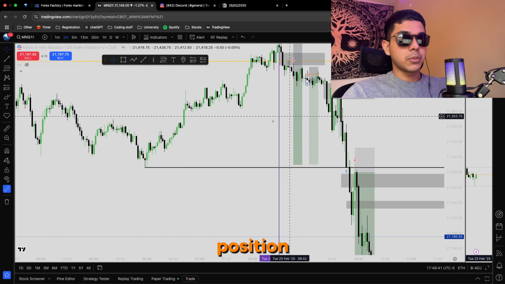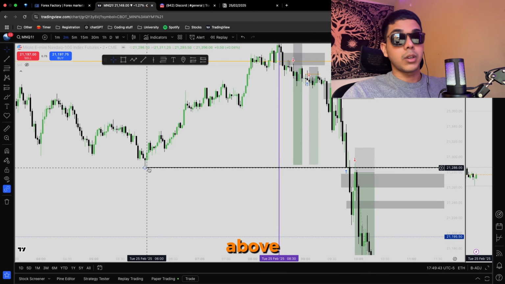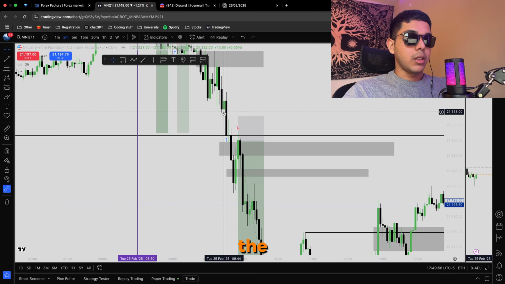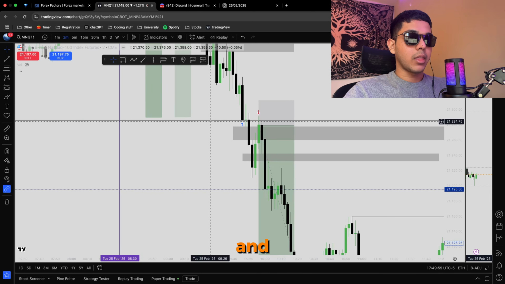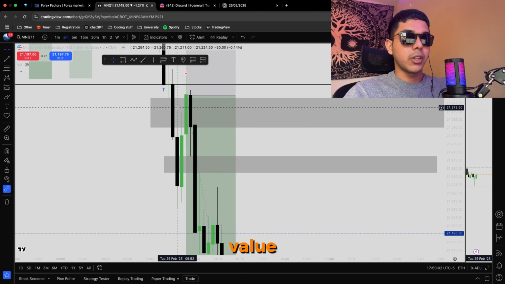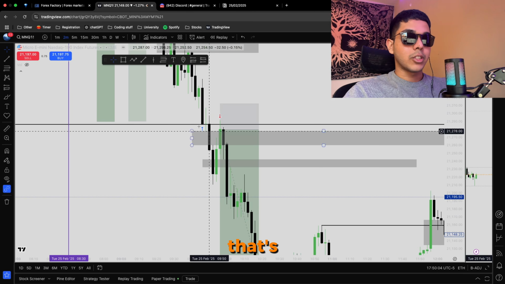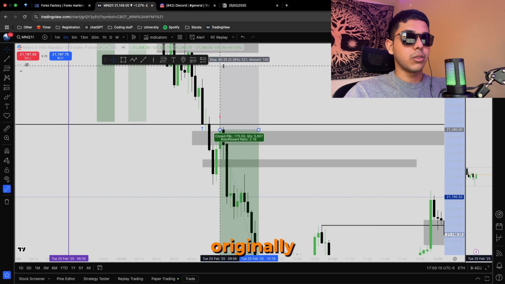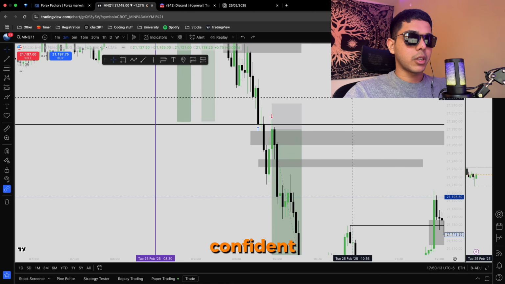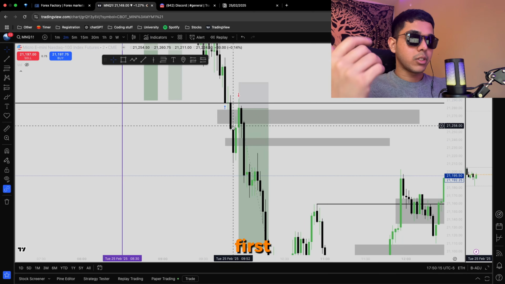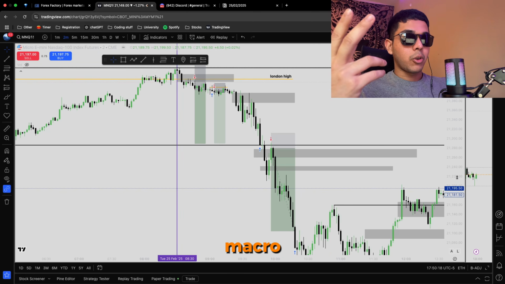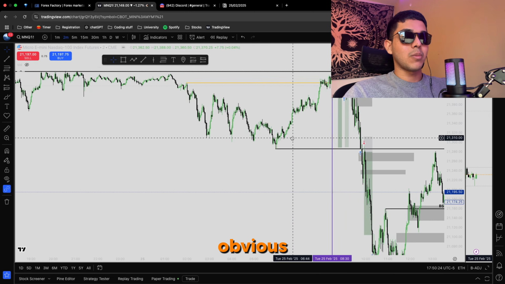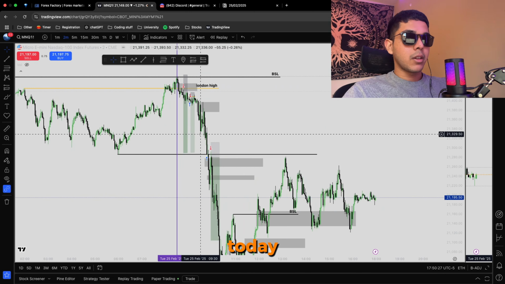I took profit on this first position above these London lows. After I took the profits on that one, the 9:50 macro was approaching, and price created another fair value gap over here, and that's the reason I entered the next position. I put the stop loss above, originally around here, and I was pretty confident on this one because first there was a fair value gap, it was a macro, and price was already showing me that it was going to go down. After this move, it's pretty obvious that price was not going to come up today. So I entered a trade.